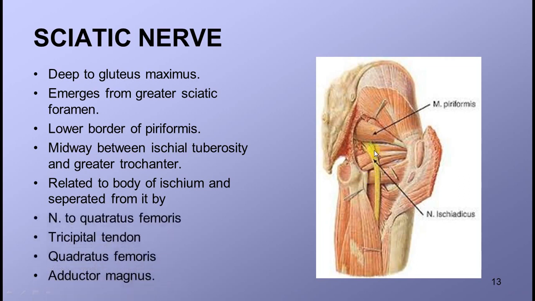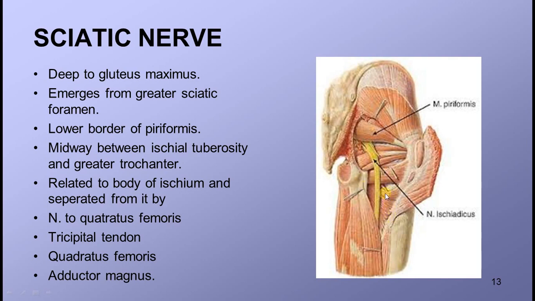Nerve to quadratus femoris separates the sciatic nerve from the body of ischium, and the tricipital tendon and the quadratus femoris muscle. Then finally the adductor magnus. So the nerve lies successively on nerve to quadratus femoris. Tricipital tendon is superior gemelli, inferior gemelli and tendon of obturator internus. Then quadratus femoris muscle you are able to see, and below that what you see is the adductor magnus muscle.